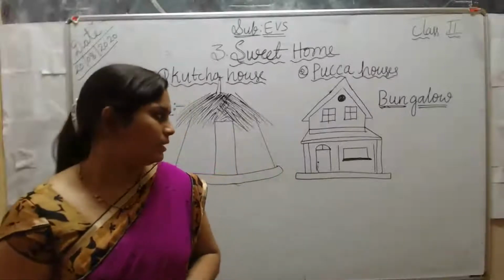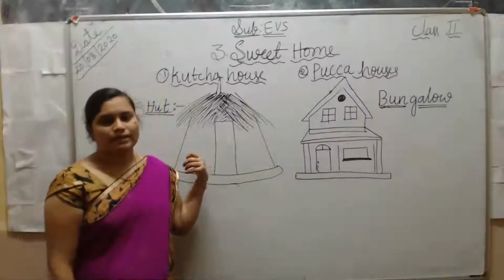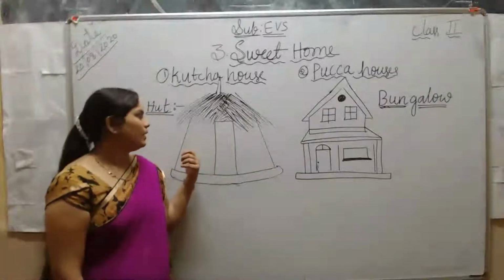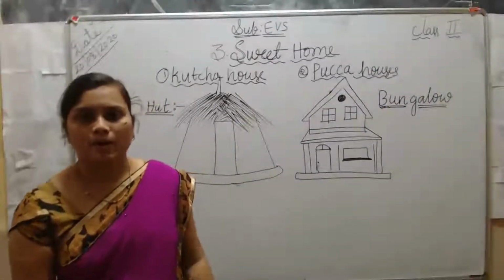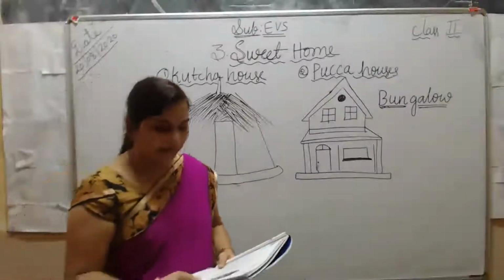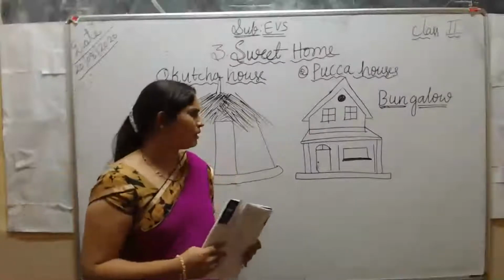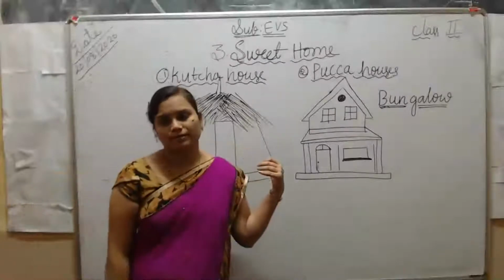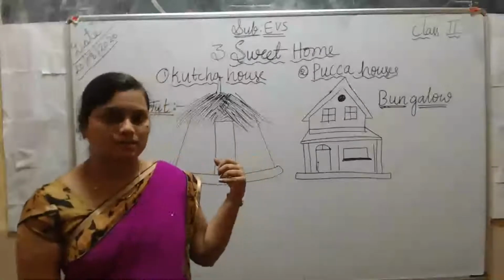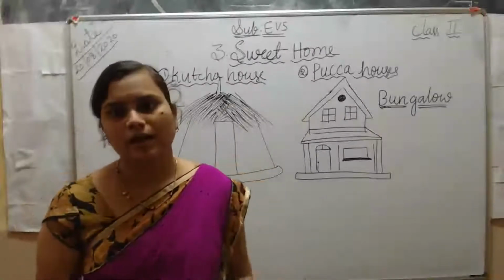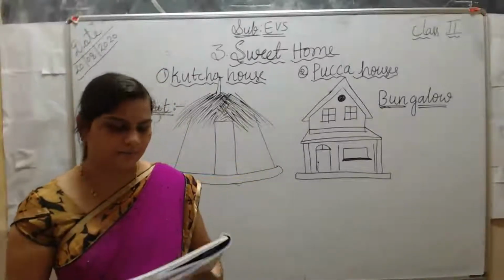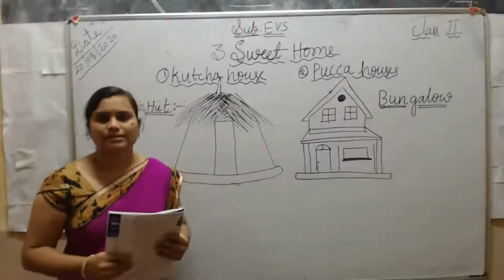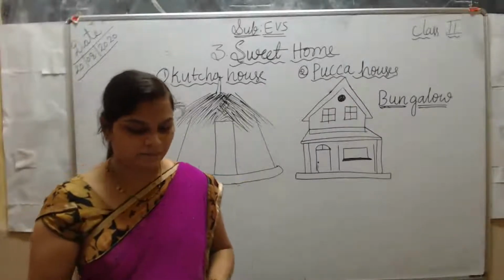They will stay in that hut only. They make huts nearby the crops. Okay, like this. What is it made up of? It's made up of mud, straw, branches of trees or dry leaves. They make the hut and start living there.